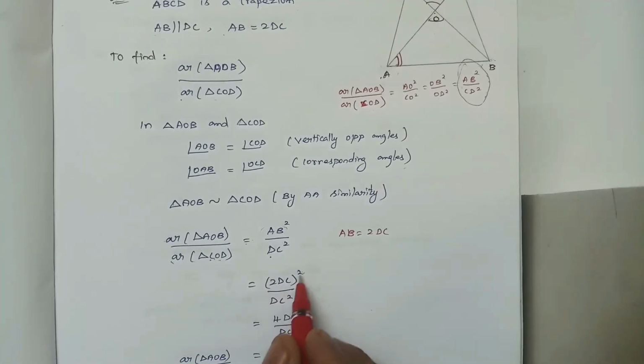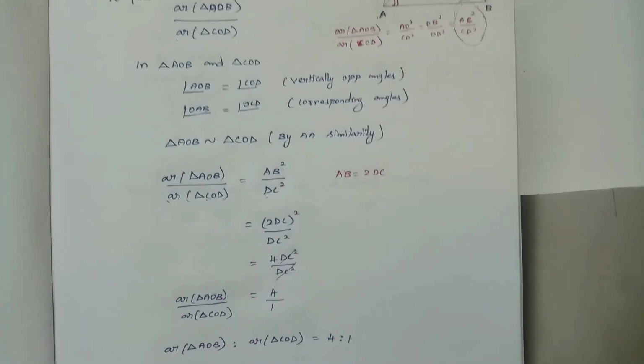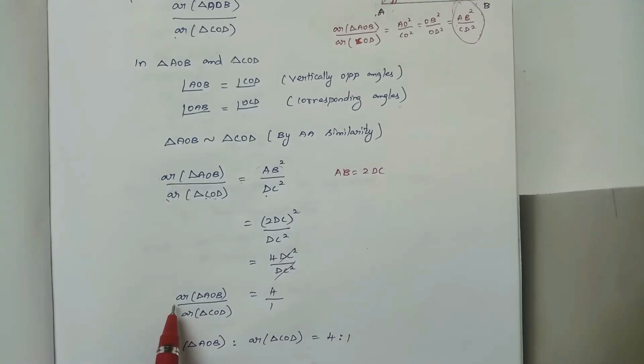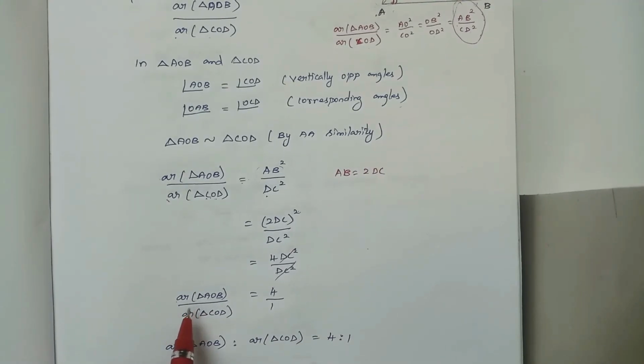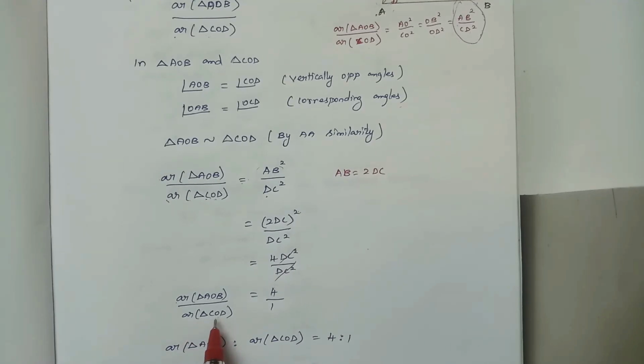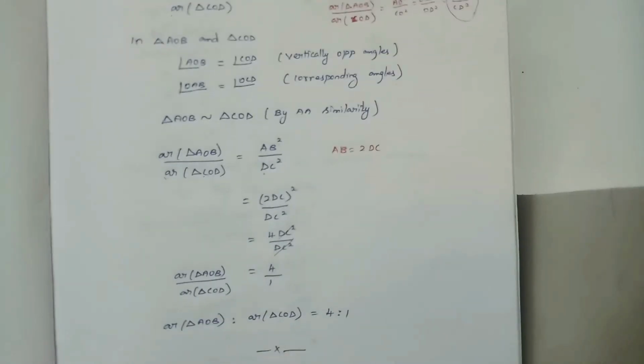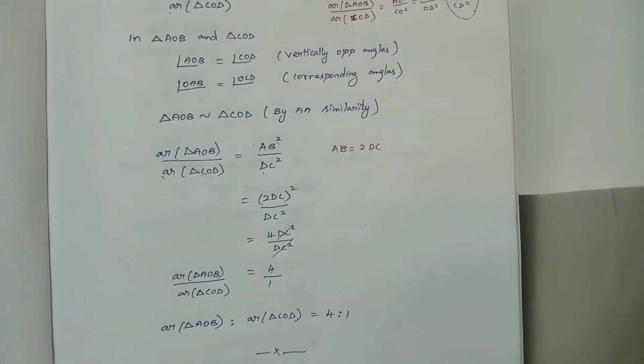Apply the square. 2 square is 4, so 4 DC square divided by DC square. DC square will get cancelled, so it is 4 divided by 1. Therefore, area of triangle AOB divided by area of triangle COD is equal to 4 by 1, that is 4:1. They ask you to find the ratio of the areas of these two triangles alone. 4:1. Understood? Easy?